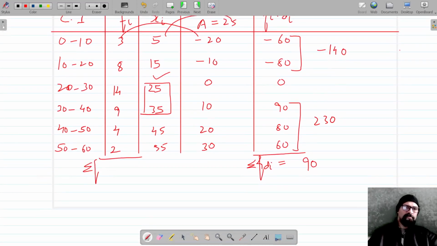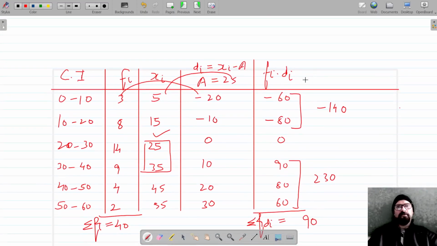And now let's also do the summation of this column. So we denote summation by the sigma sign. Summation of Fi. 8 plus 3 is 11. 11 and 14 is 25. 9, 34. 4 is 38. And 2 is 40. Okay, so this is sigma Fi.